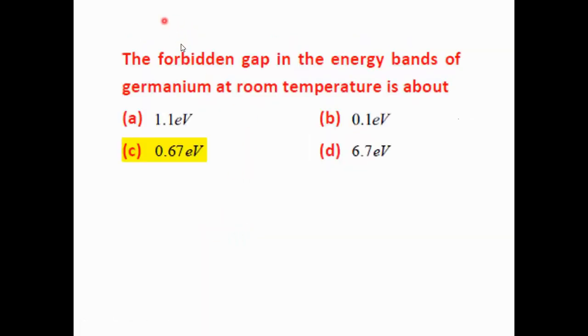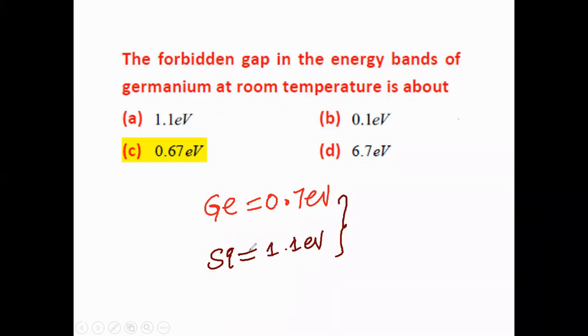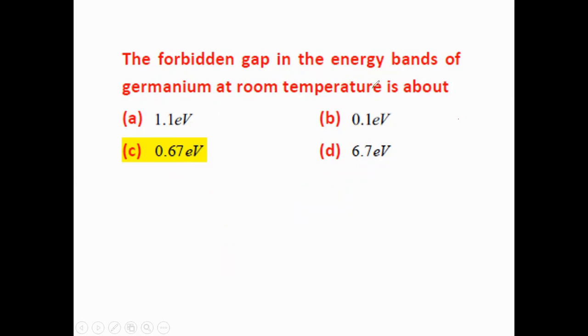Next, forbidden energy gap. The forbidden gap in the energy bands of germanium at room temperature is about, for germanium, 0.7 electron volts. And for silicon, it is 1.1 electron volt. So this is 0.67, nearly equal to 0.7. That's why forbidden energy gap of germanium at room temperature is taken as 0.67 electron volts.